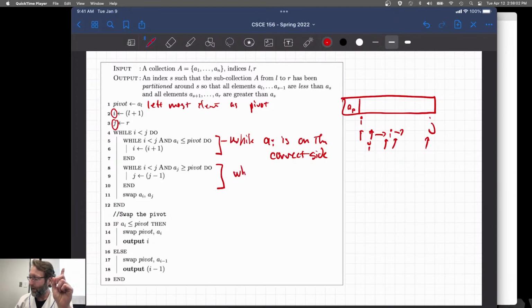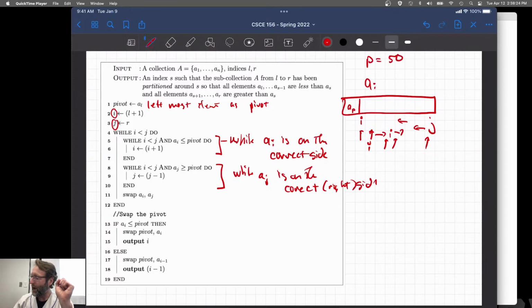While A sub J is on the correct side, correct? That is the right side. Then move J over, etc. When you found an A sub I, say that our pivot element here is, say, 50, and you found an A sub I that is 75, it's on the wrong side. And you found an A sub J that is 25, it's on the wrong side.